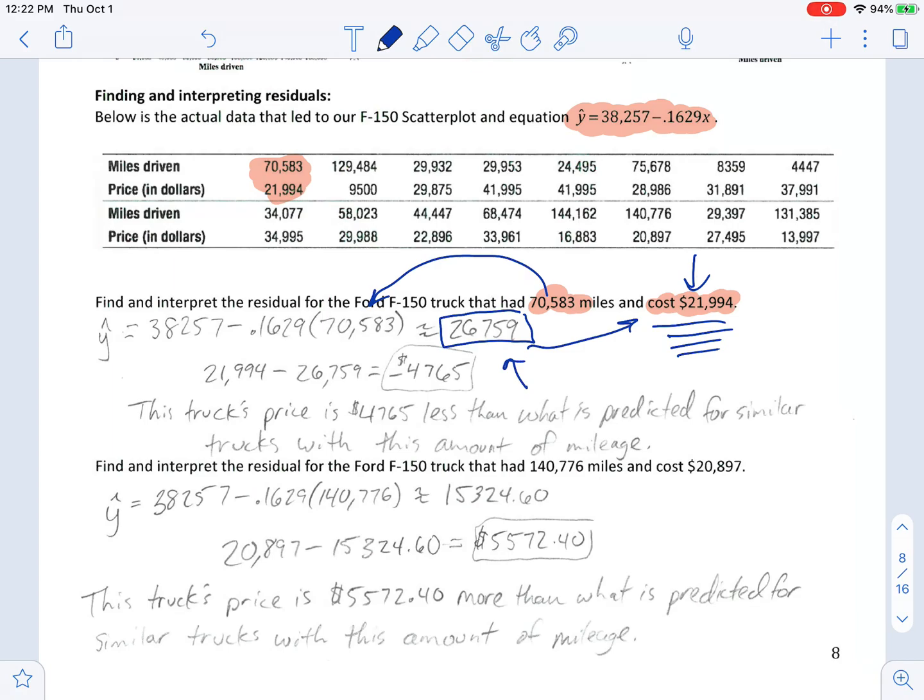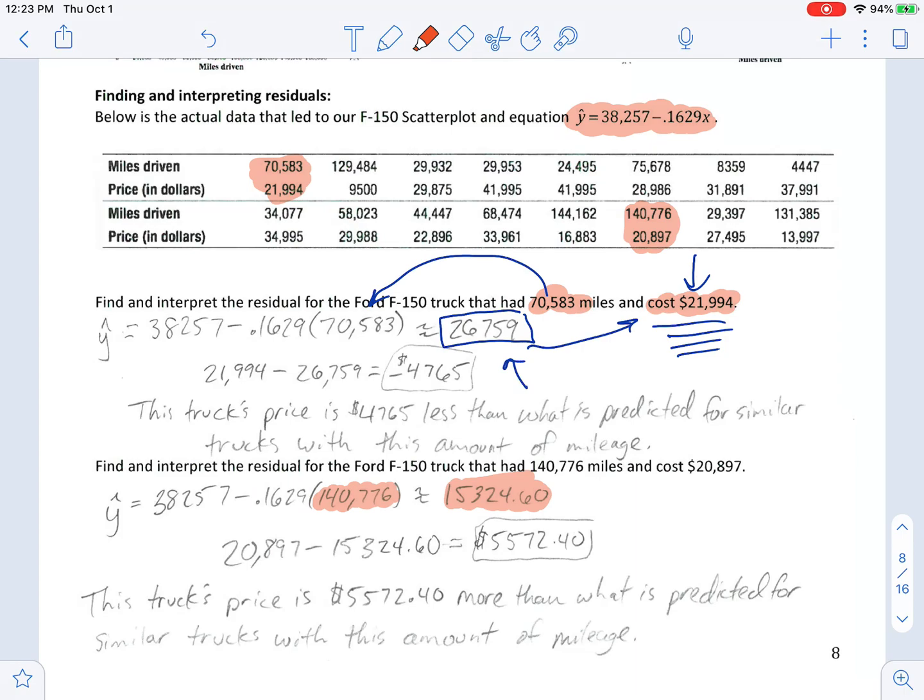Okay, find and interpret, similar thing, but now we're doing it for the 140,000 mile guy. That's this one right here. Same thing. I know that its cost is about $21,000, but I want to know what it would have been based on the predicted data, the prediction from the regression line. So I plug in my X value of miles, and it was expected to be, based on this data, about $15,324.